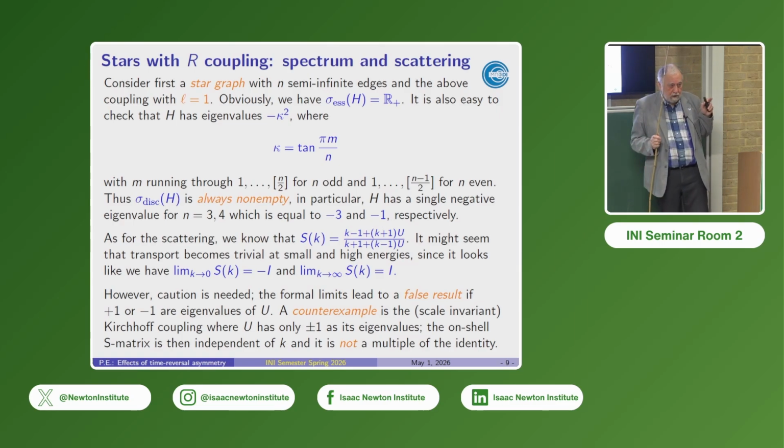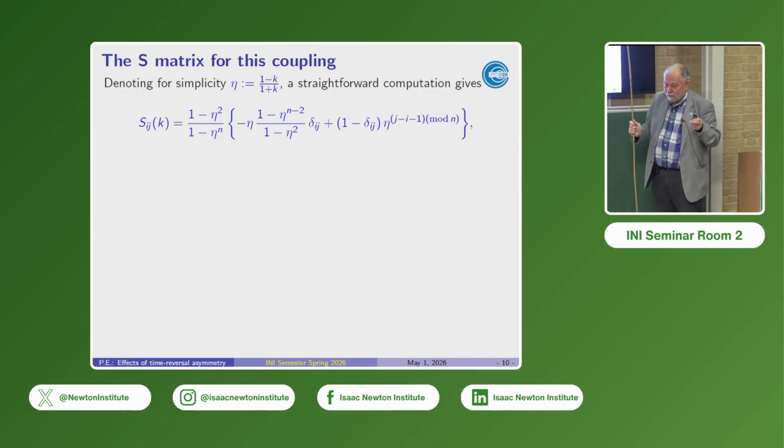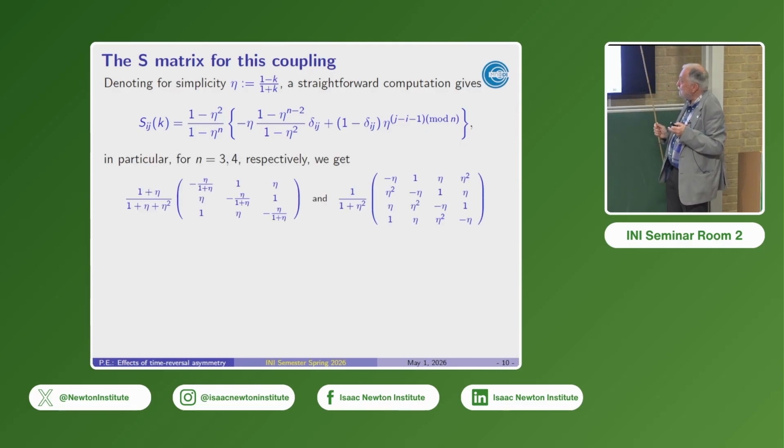Now, in order to understand what's happening here, let's compute the S matrix entries. That's this horrible formula, where eta is just this combination, 1 minus k over 1 plus k. Well, it doesn't tell you much like that. But let's look at the simplest examples, 3 and 4. If you take the limit where the energy goes to infinity, which means that eta goes to -1, you see that there is a big difference between the two.